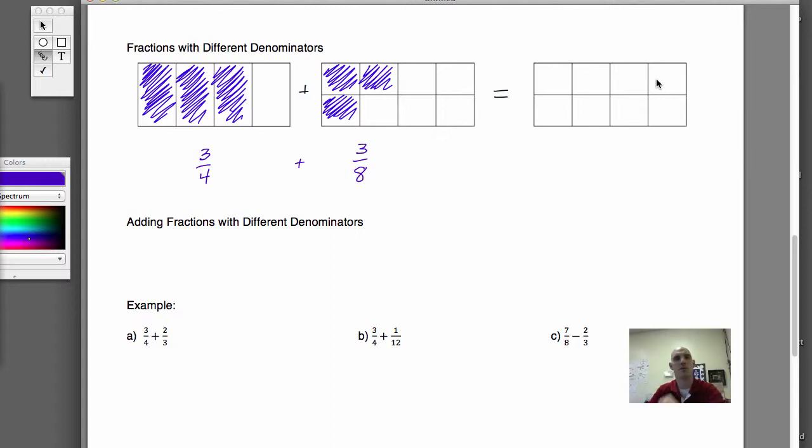Well, if you have any experience with fractions before, you can see that we can do a certain little trick here. We could multiply the top and bottom by 2, but let me look at what that means visually. I'm just going to draw a line down the middle here. Okay? And notice what happens. Really, what happens is I just divided these all in half. So I made eighths.